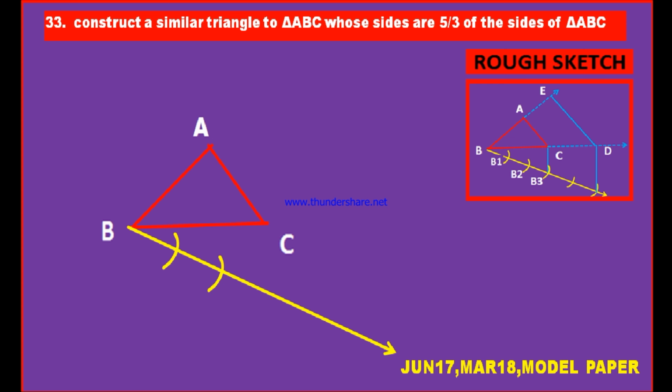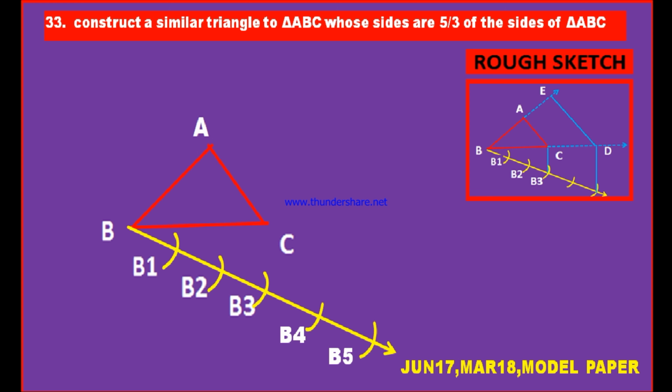Draw a ray BX which makes an acute angle with BC. Then on the ray BX, if you observe the given fraction 5/3, the maximum value is 5. Either it may be at the numerator or it may be at the denominator. The maximum value is 5. Therefore, you draw 5 arcs with the same radii on the ray BX. We have to draw 5 arcs on the ray BX as 5 is the maximum number in the given ratio. Now name these 5 points as B1, B2, B3, B4 and B5.